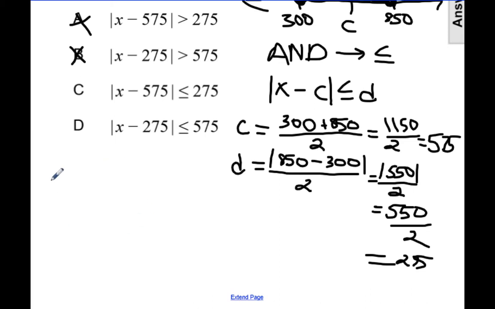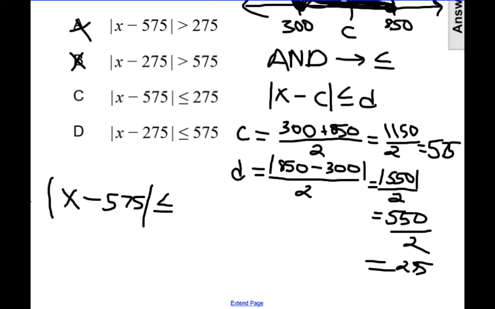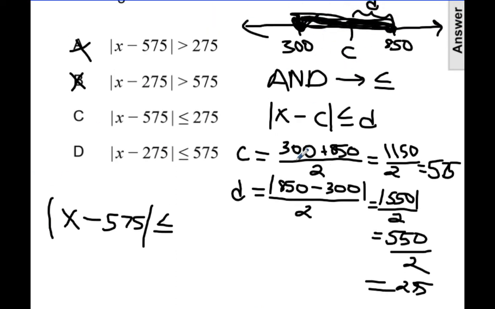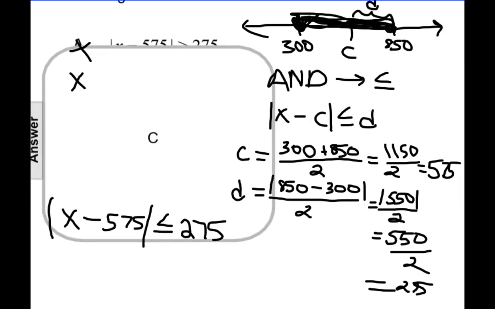So now putting in our model, we have the absolute value of x minus c. Well, we found c was 575. So the absolute value of x minus 575, we already know our sign should be less than or equal to from the fact that it's an "and" compound inequality. And our distance we now have is 275. So if our model is the absolute value of x minus 575 is less than or equal to 275, that makes our answer choice C.